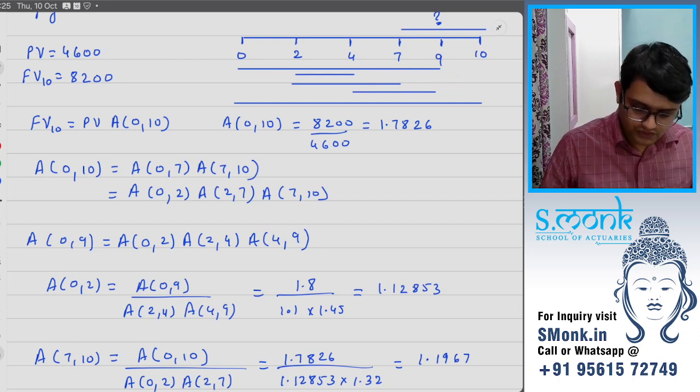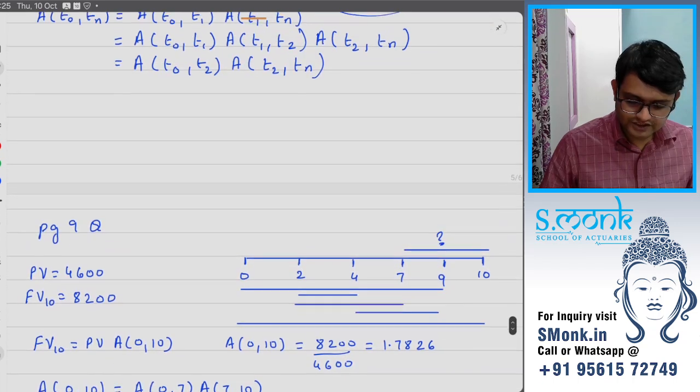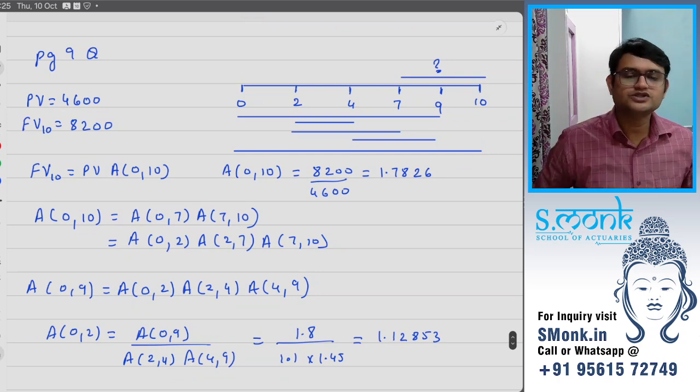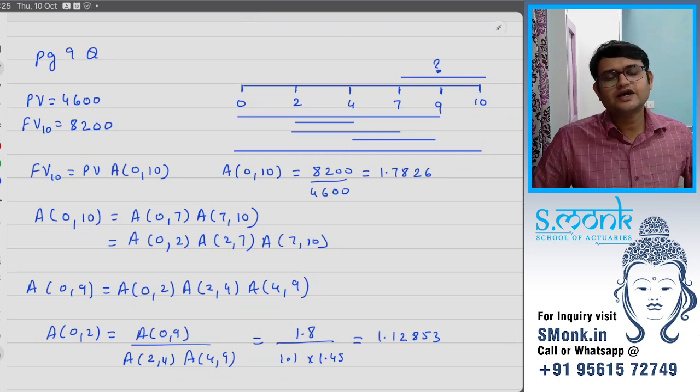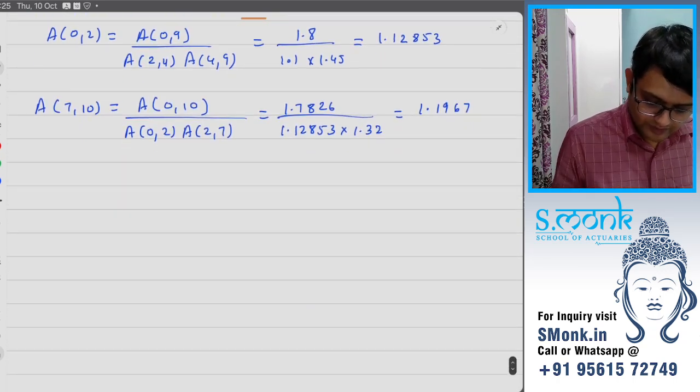Chalo, so let's move forward. I hope you understand what the principle of consistency is, and we can use that to find such missing accumulation factors. You can imagine that I can make them in terms of rate of interest also. Let me make up a question.